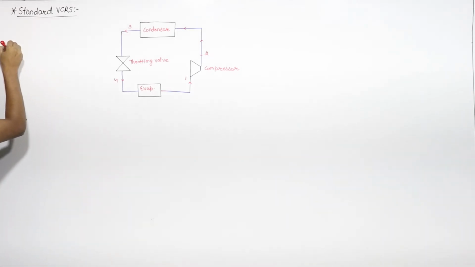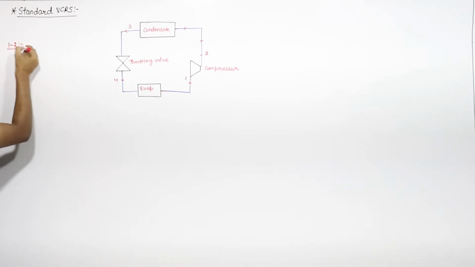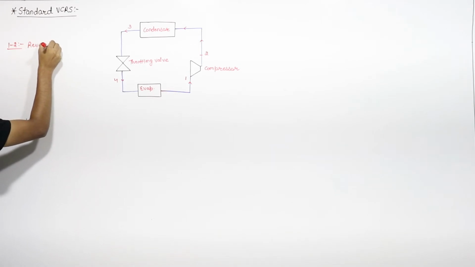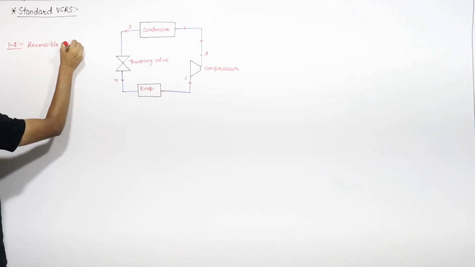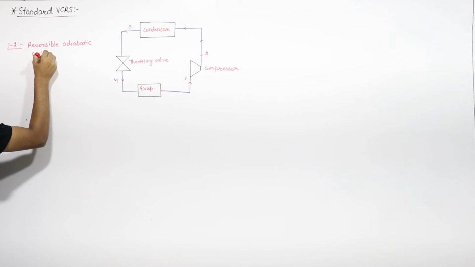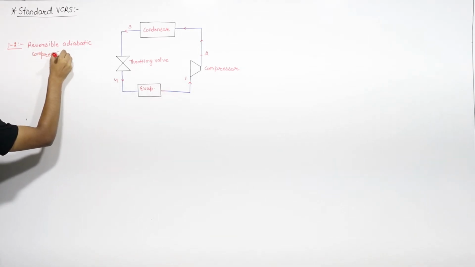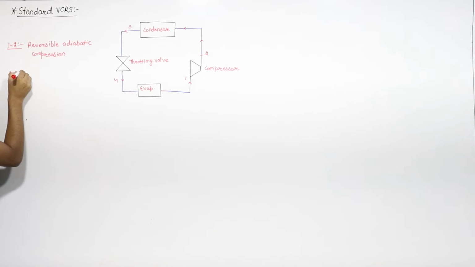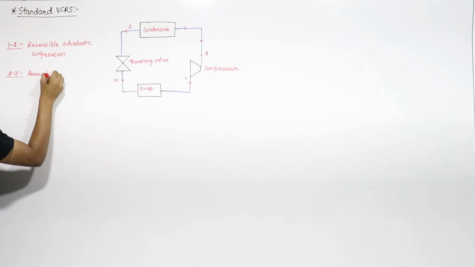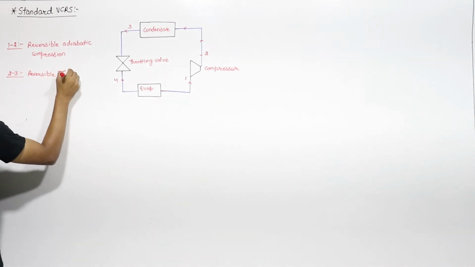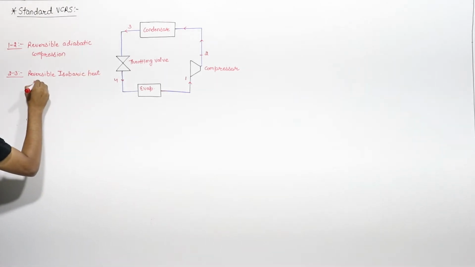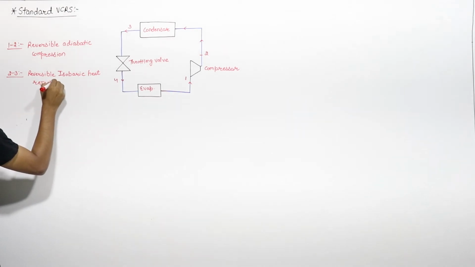Let us say the process 1 to 2. The process 1 to 2 is reversible adiabatic, or isentropic, compression. 1 to 2 is reversible adiabatic compression. 2 to 3 is also reversible isobaric heat rejection, reversible isobaric heat rejection.